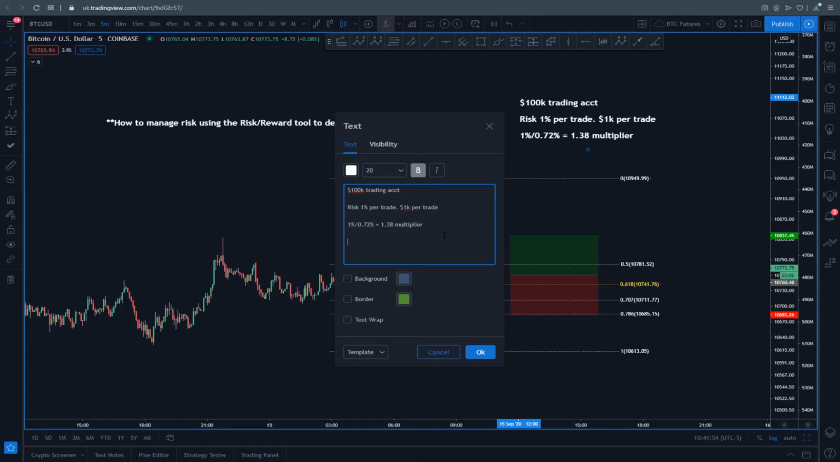So our position size would equal our 100K trading account balance times 1.38 multiplier. I don't know if I spelled that right. Multiplier. And that equals $138,000. So our position size for this trade could be $138,000, and that would ensure that we lose 1% in case of stop loss.